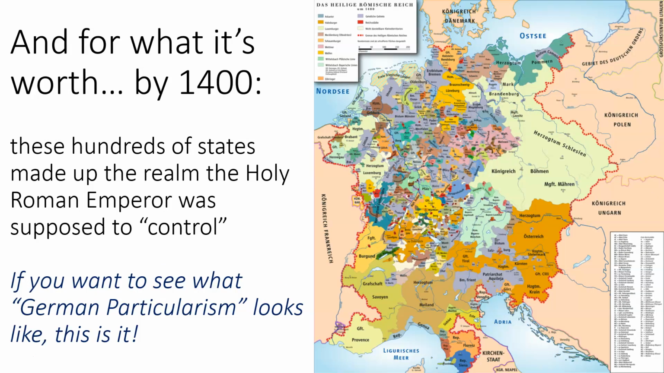In fact, by 1400, this is the actual map of what the Holy Roman Empire looked like, with all those different regions being essentially different or quasi-independent states. And that's what a Holy Roman Emperor was supposed to be controlling. Keep in mind also, of course, he's elected, an elected emperor trying to control all these different independent or quasi-independent states. This is what is meant by the term German particularism.